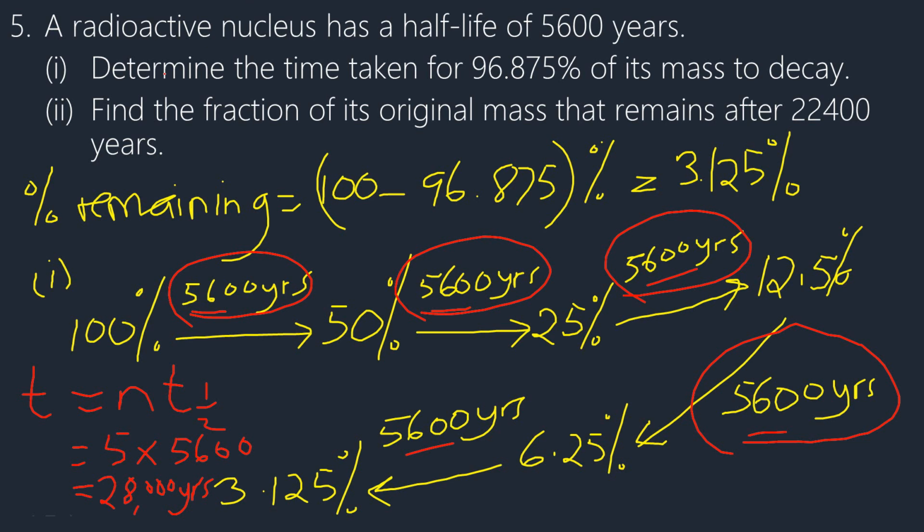Therefore, Roman 2 says find the fraction of its original mass that remains after 22400 years. The fraction remaining will be this. So write this as a fraction. To answer part 2, you're having 6.25%, which you can write as 6.25 over 100, and you simplify that further. I don't know what you're going to end up with. You can just finish that.